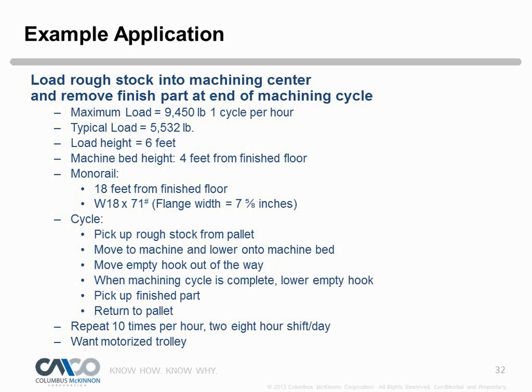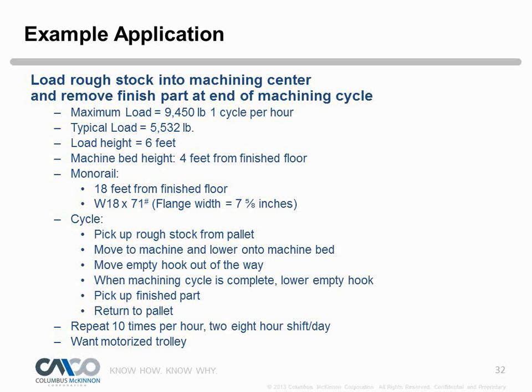And they have a monorail, which is a single beam above the workstation, and it's 18 feet from the finished floor. And they tell us the size of it. It's a W18 by 71 pounds. And for that flange width, we can look at steel charts or go physically measure that. That flange width then would equal 7 5/8 inches.